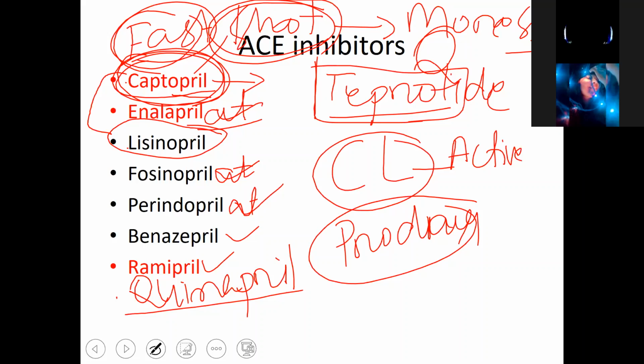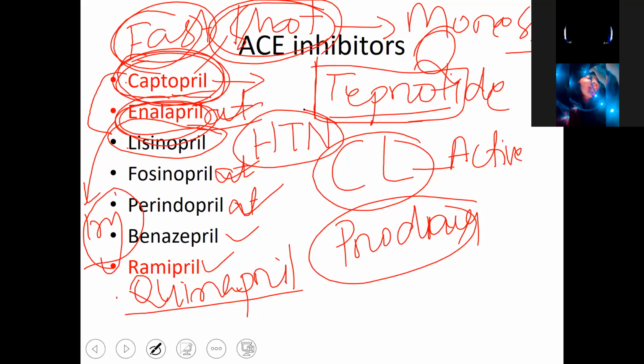And one drug is enalapril. All are given orally, but enalapril is given by injection. For that reason it can be used for emergency purposes, the emergency treatment of hypertensive crisis. For that, injectable enalapril is available. And the longest acting is ramipril. You can remember it by the name "ram", that ramipril is the longest acting.